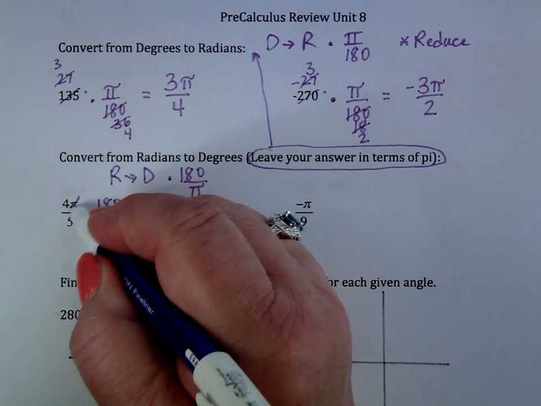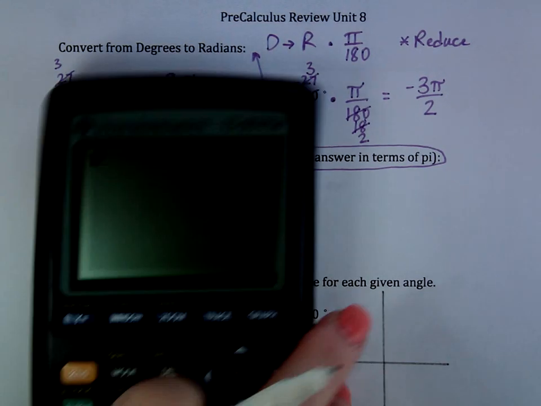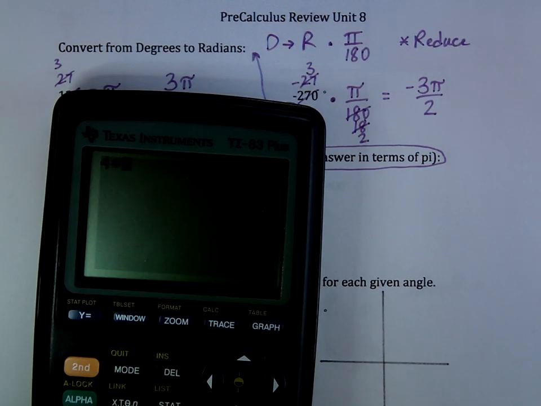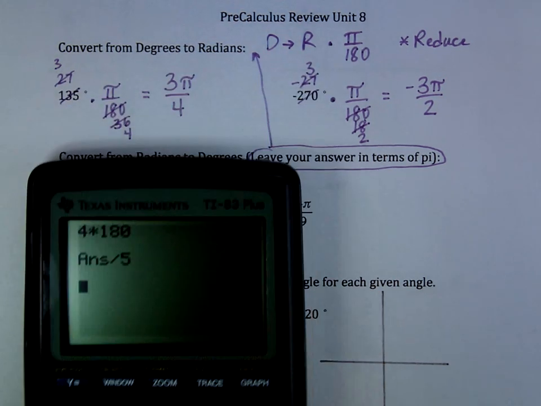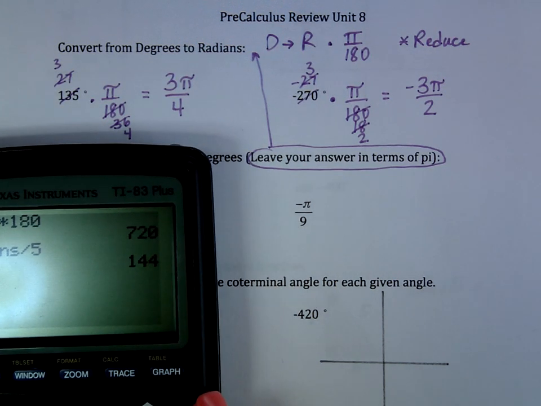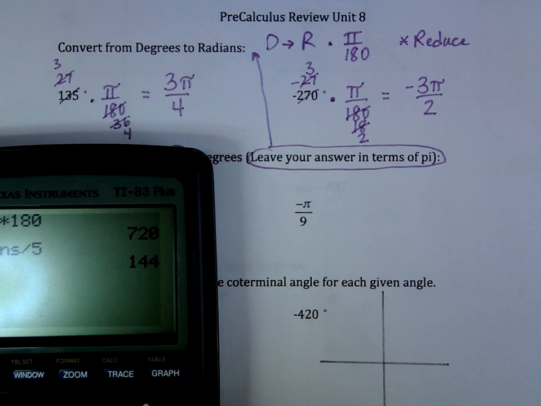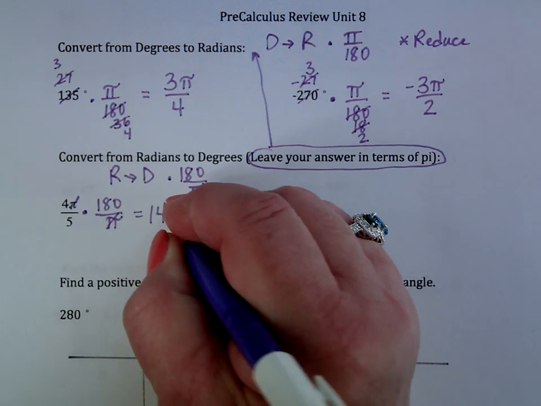So I multiply by 180 over pi. The pi's cancel out, and I can go to my calculator and ask, what is 4 times 180 divided by 5? Let me show you. It's hard to see the whole thing, right? 144 is my final answer. So this one is 144 degrees.